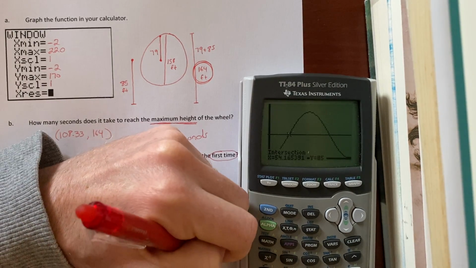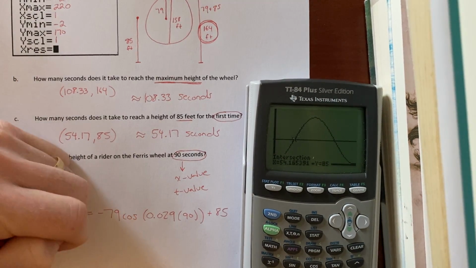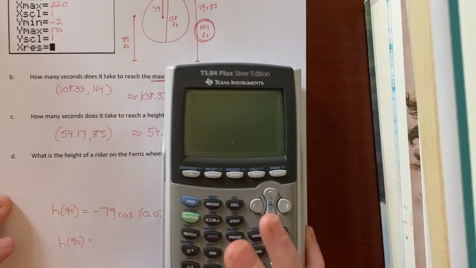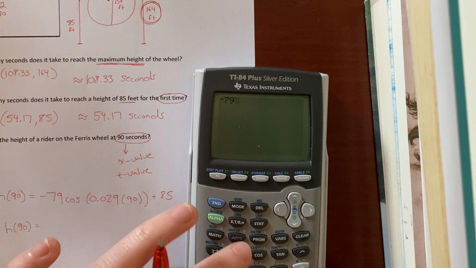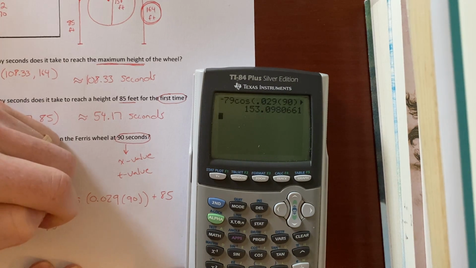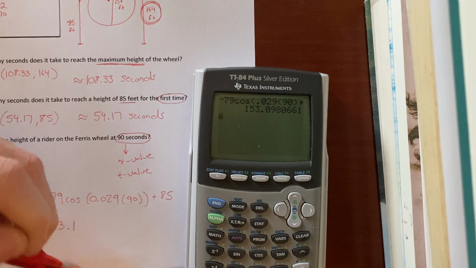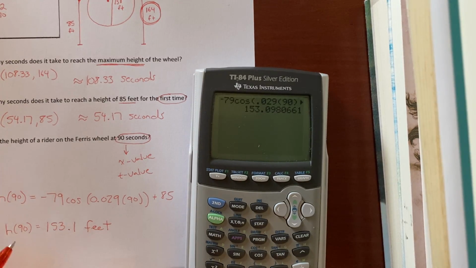90, and I can just type that right into my calculator, and it's going to give me the height after 90 seconds. Let's do that calculation real quick, and then I'll show you the last method, and then we'll call it a day. So negative 79 cosine of 0.029, and then in parentheses 90 because I'm substituting in 90 for t, plus 85. And you get 153. Let's round this to the nearest tenth. So 153.1 feet after 90 seconds.